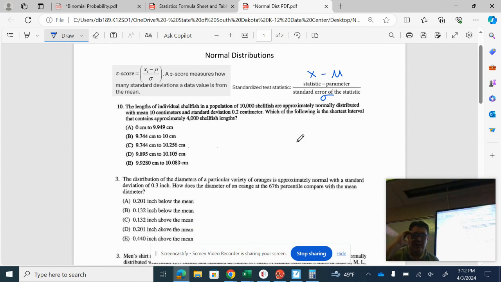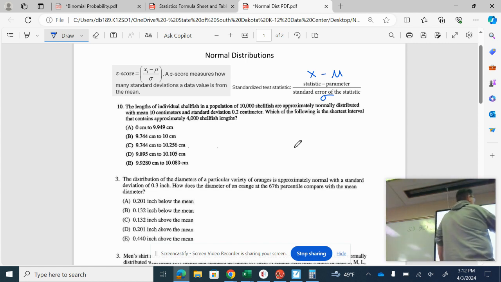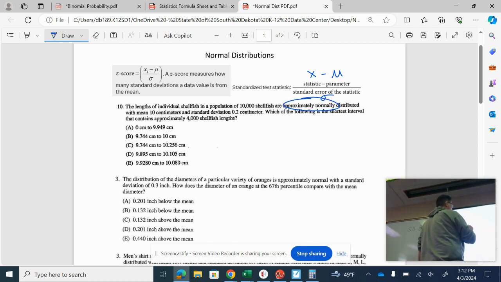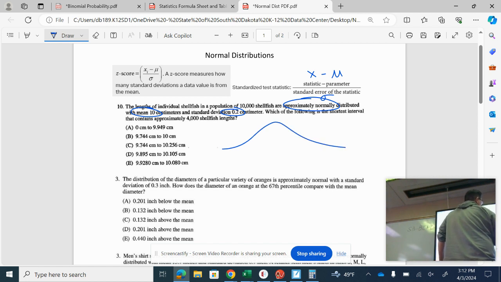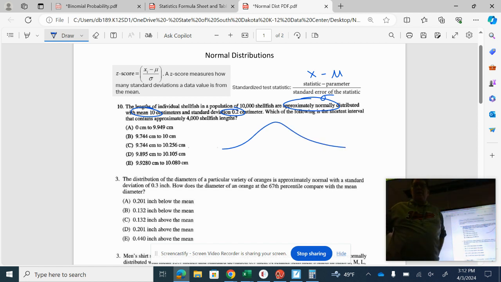So we're just going to jump into number 10. We've got a couple of old multiple choice questions. The length of individual shellfish in a population of 10,000 shellfish are approximately normal. As soon as you hear something is approximately normal, they give you a mean and a standard deviation. You should know, hey, I'm doing a normal curve problem.